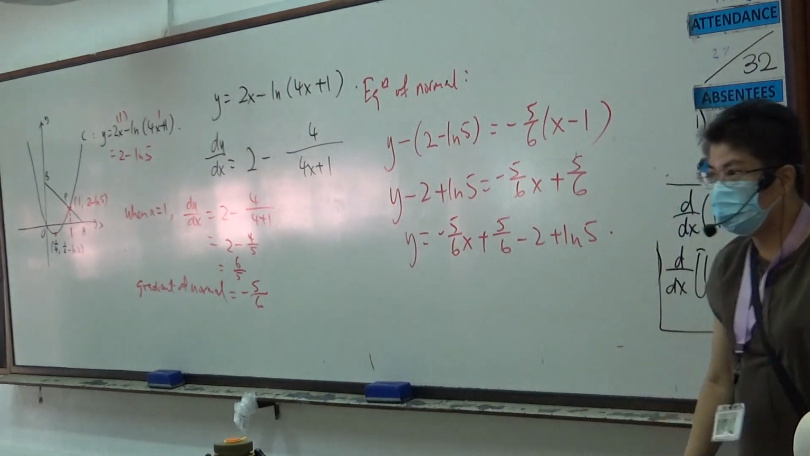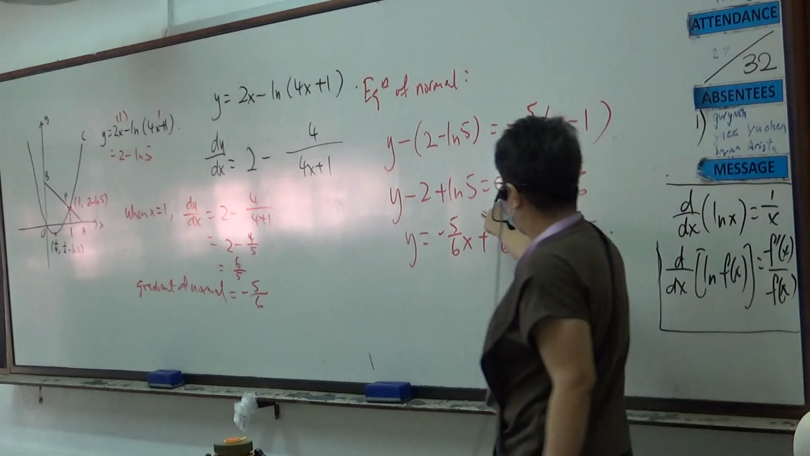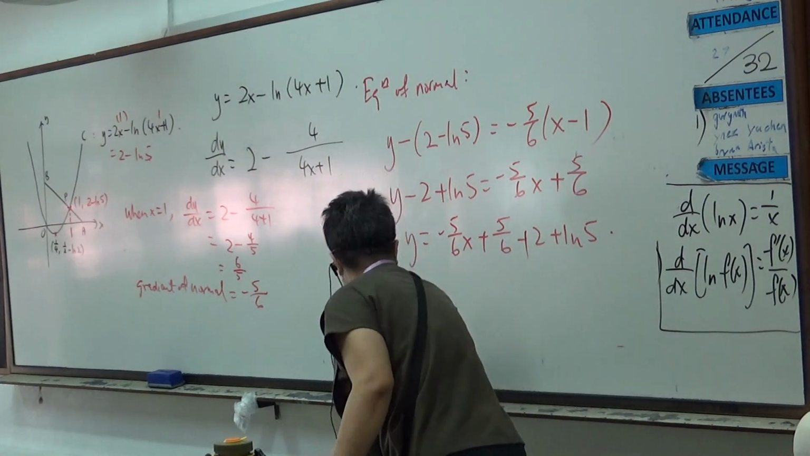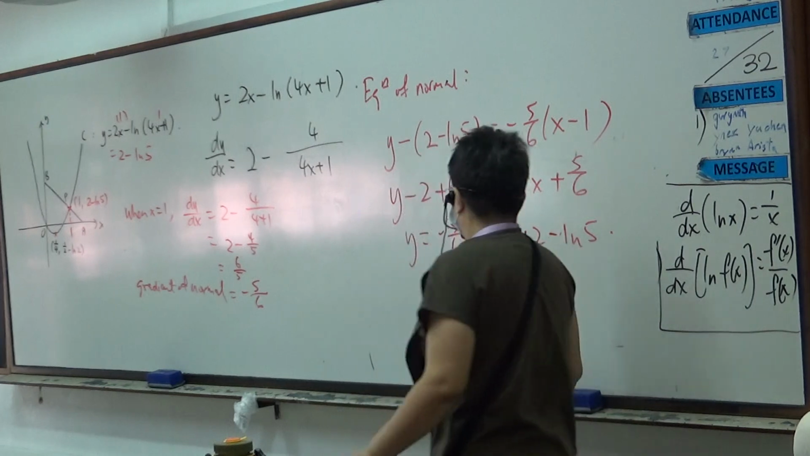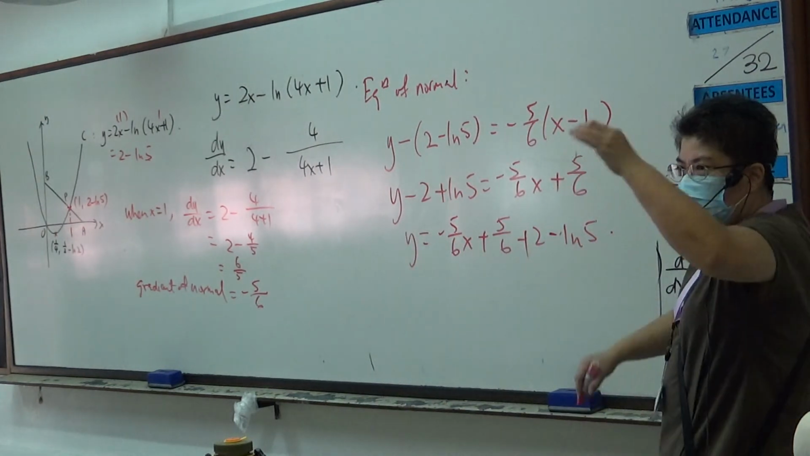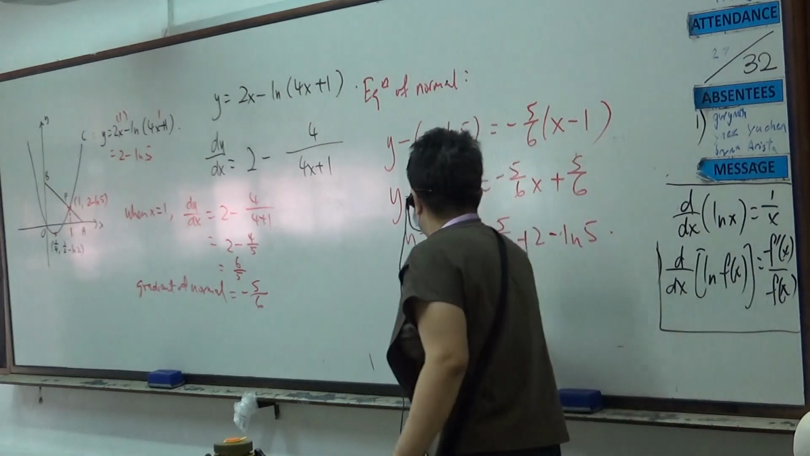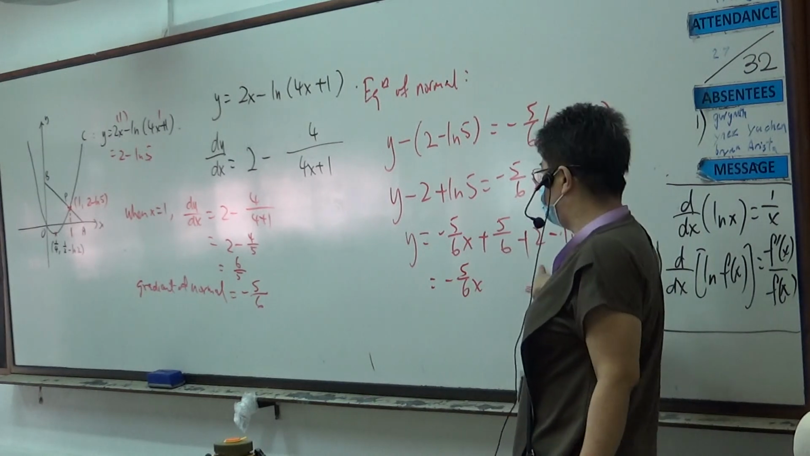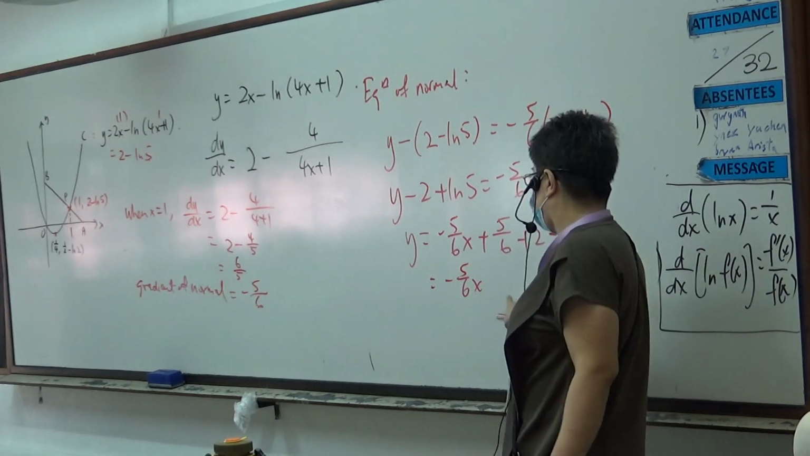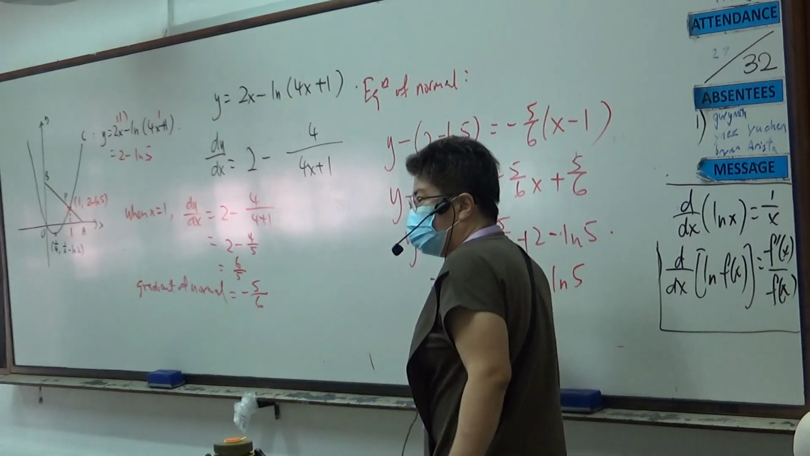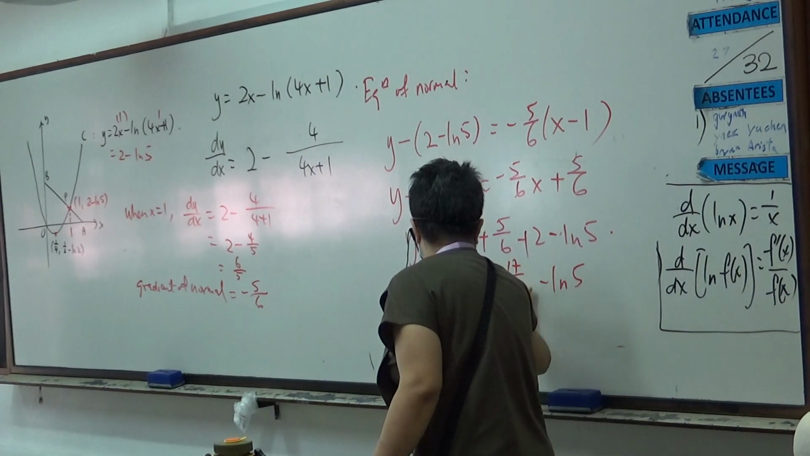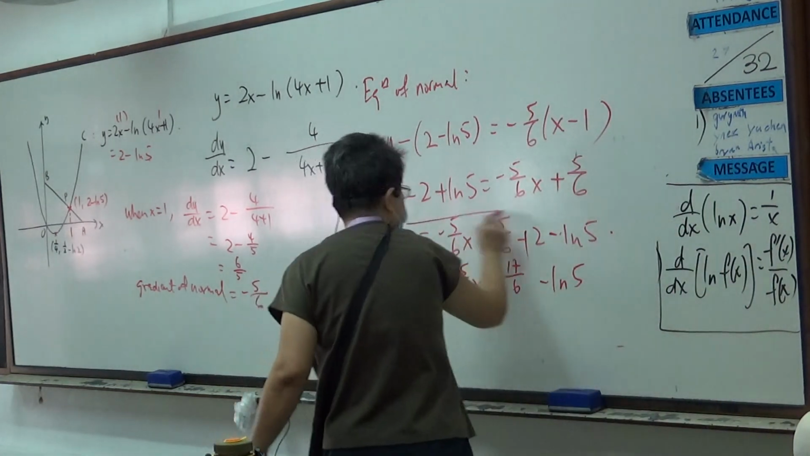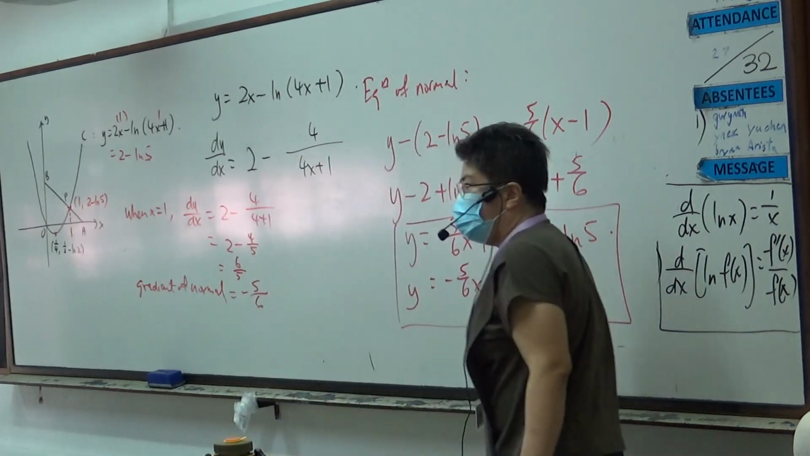Correct? Yes or no? Wait, I think I made a mistake. It should be a plus then a minus, my mistake, because I brought it over already. Everybody okay? Now, can all of you use a calculator for me, please? Can you key in what is 5 over 6 plus 2? I want it in improper fraction. 17 over 6. Is it correct? Yes or no? Okay, so this is my equation of the normal.